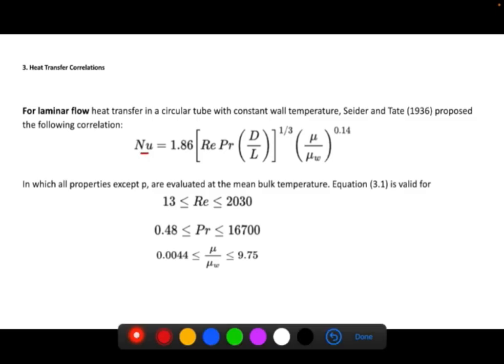Nu, that is Nusselt number, equals 1.86 into Reynolds number into Prandtl number into D by L ratio, to the whole power 1 by 3, into mu by mu W to the whole power 0.4. Here, all the properties except mu W are evaluated at mean bulk temperature. This equation is valid for Reynolds number Re in the range of 13 to 2030, Pr, that is Prandtl number, between 0.48 to 16,700, and mu by mu W in the range of 0.0044 to 9.75.